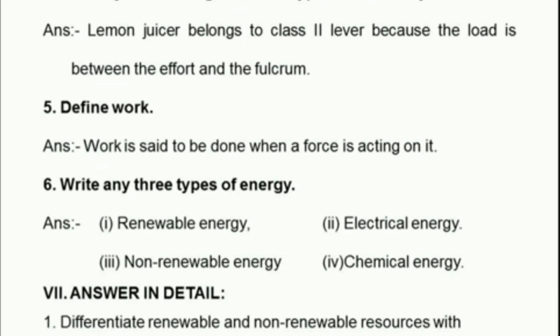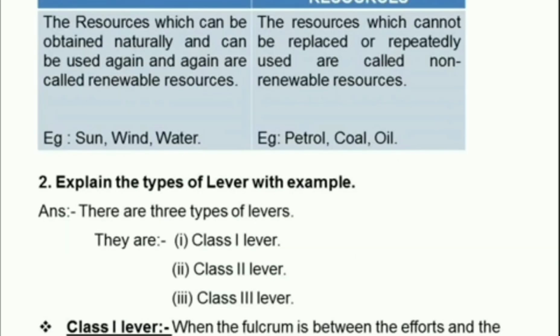Differentiate between the renewable and non-renewable resources. Renewable resources are obtained naturally and can be used again and again. Example, sun, wind and water, whereas non-renewable resources cannot be replaced and cannot be used again and again. Example, petrol, coal, oil, etc.